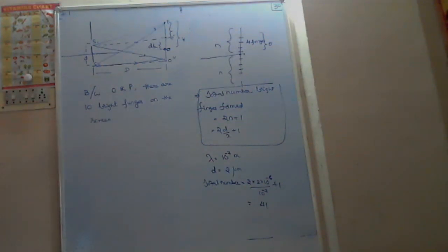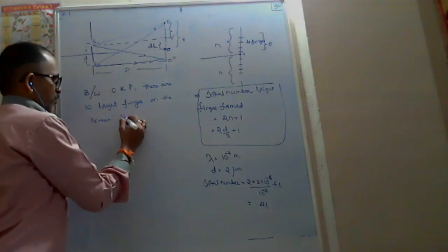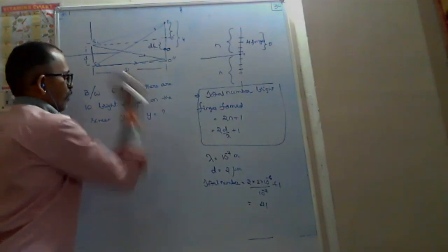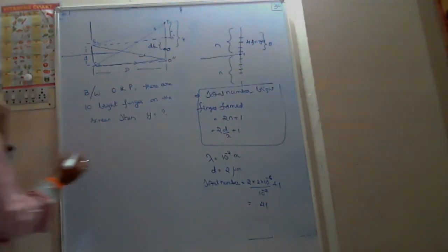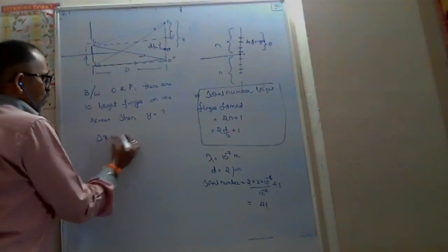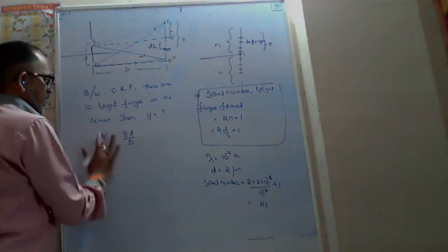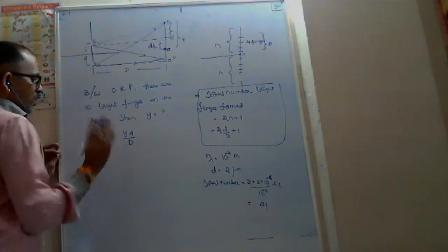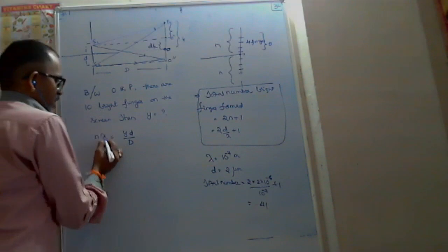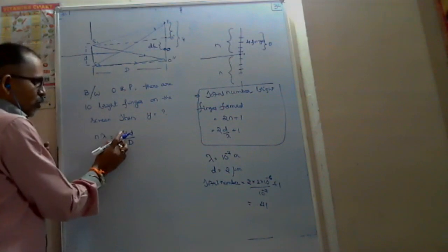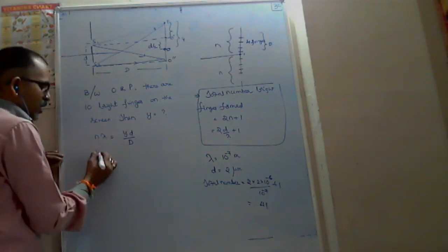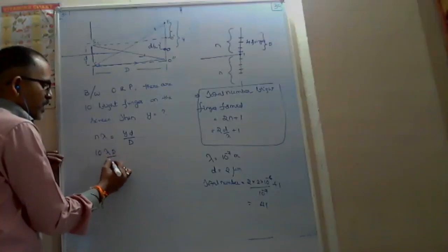Okay. Then what is the distance Y from the screen? Y equals to how much? Okay. Delta x is equal to yd by D, and here delta x is equal to n lambda. But keep in mind, I am asking y equals to how much? 10 lambda D by d equals y.